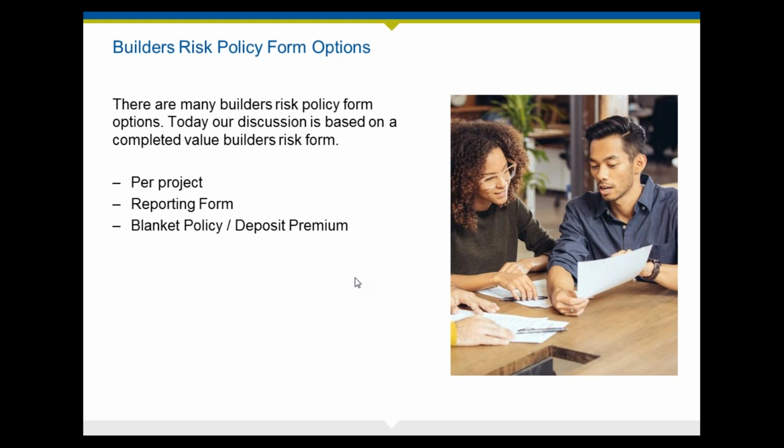The first one is, we'll call it a per project policy or a single shot, one shot. I've heard different terms used for that, but we'll cover that one. That's the traditional way of writing policies, basically a policy per project. The next one we'll cover is the reporting form policy, which has been around a while in builder's risk. And I will say there's some nuances there that you have to be very careful of. And the last way of reporting inventory is really a blanket policy, or I've heard it referred to as a deposit premium, or sometimes annual reporting. So we'll cover these three types in detail, and we will give you the pros and cons of each type.